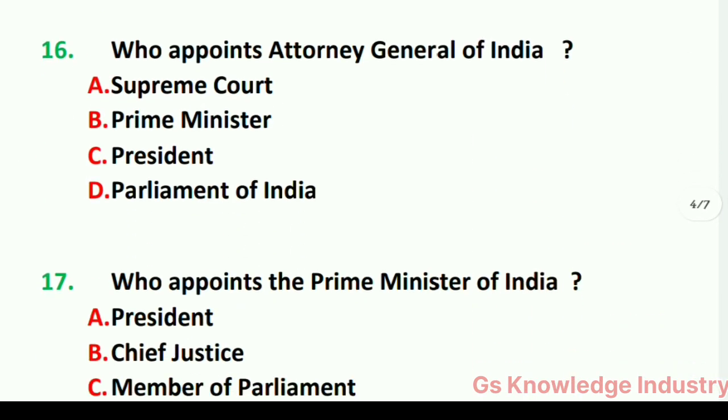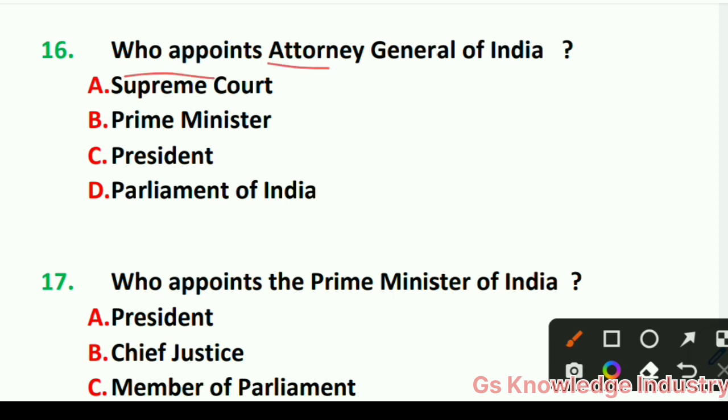Sixteenth question. Who appoints the Attorney General of India? Option A, Supreme Court. Option B, Prime Minister. Option C, President. Option D, Parliament of India. Here the right answer is option C, President. President appoints.